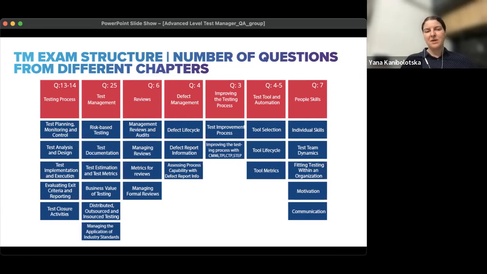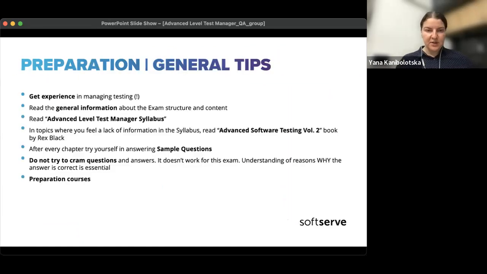So the most questions were from test management, then from the testing process, then from people skills. And you can see that, for example, from improving the testing process, you will get only 3 questions, and they will probably be more theoretical. However, it's possible that they will put in some scenario-based ones, but fewer than for other sections, I would say. And so I think this is it about the exam structure.